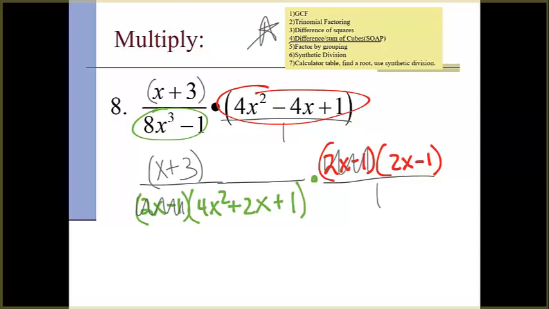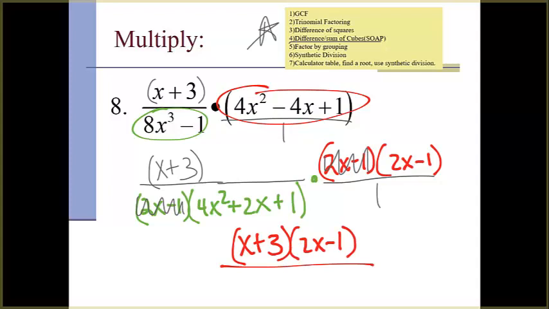And what that means is that you're left with an x plus 3, a 2x minus 1, and then this ugliness down here, which is 4x squared plus 2x plus 1. If you want to put that in parentheses, that's fine. If you want to leave it without parentheses on the bottom, that's fine. But these guys up here 100% need parentheses. Okay, so don't forget those. But that is your final answer.